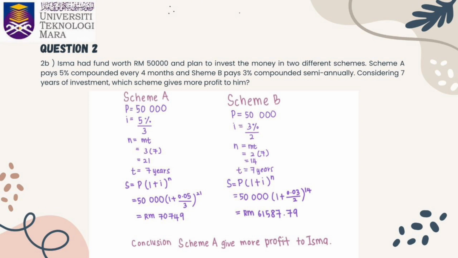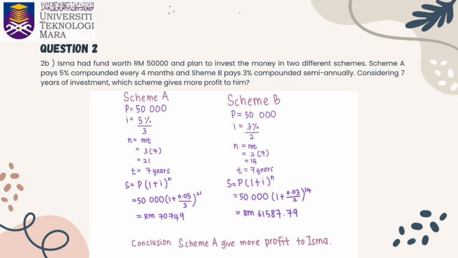schemes. Scheme A pays 5% compounded every 4 months and Scheme B pays 3% compounded semi-annually. Considering 7 years of investment, which scheme gives more profit to him?